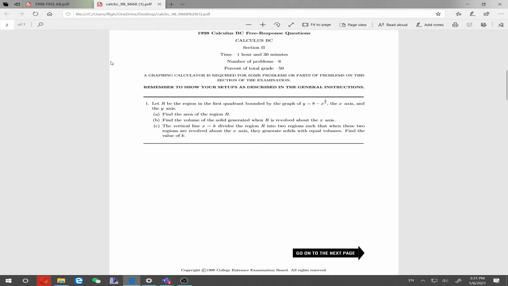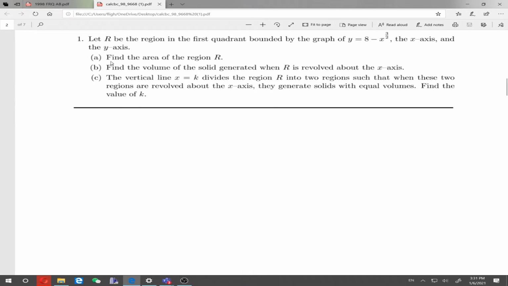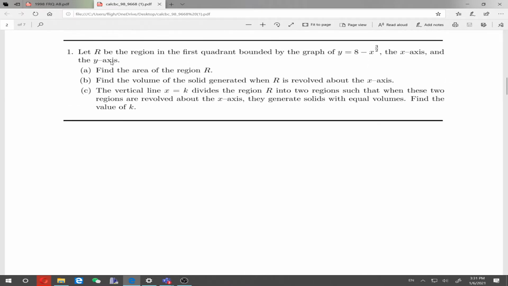Alright, so starting off with the 1998 BC FRQ, number 1. We are supposed to let R be the region in the first quadrant, bounded by this graph, y equals 8 minus x to the 3 halves power, the x-axis and the y-axis, and then find the area of region R.